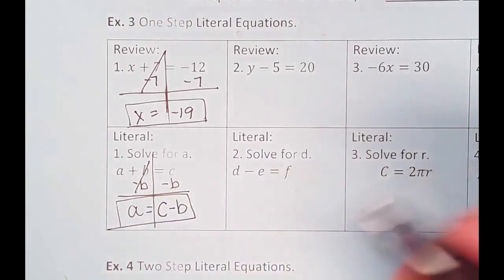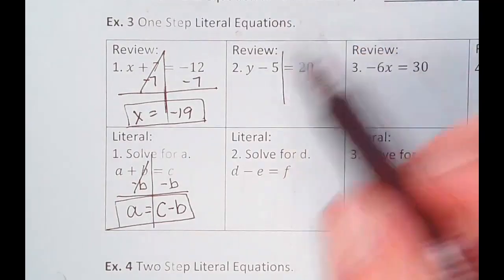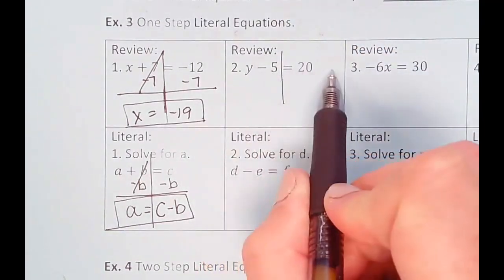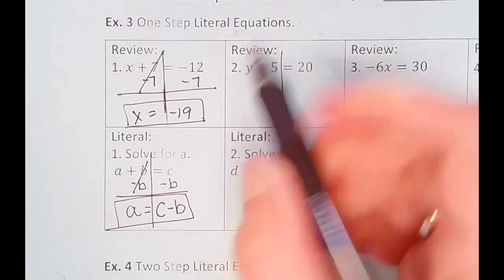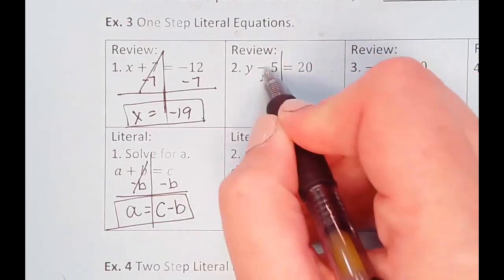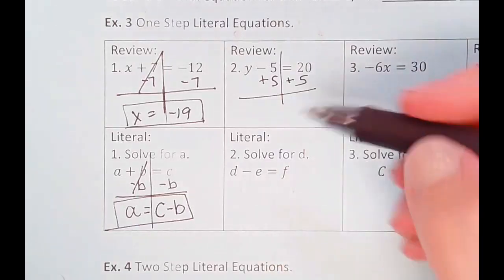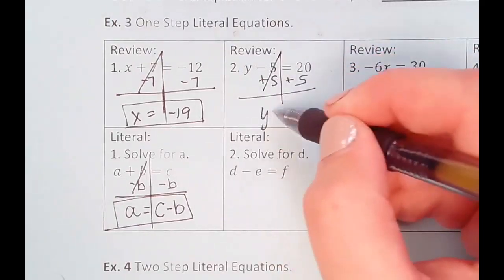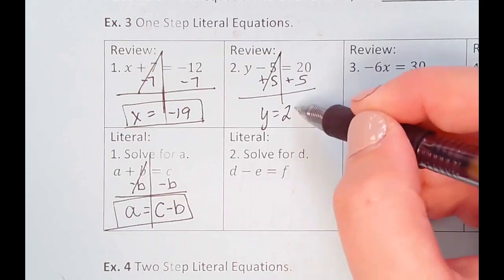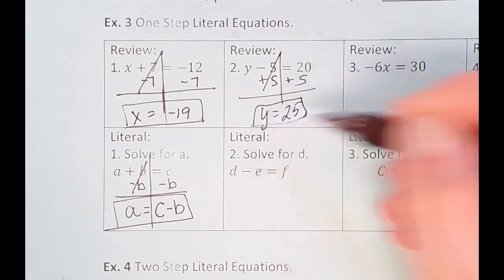Same type here. Solve for d. I have to get this e to the other side. Right now we have minus e, so let's go ahead and add e. On the left side, these e's cancel. So I have d equals f plus e. Those are different letters. They're not like terms. So I make it f plus e.